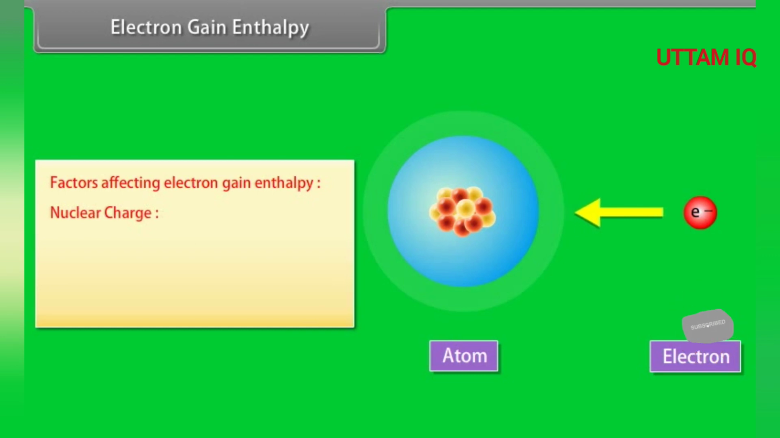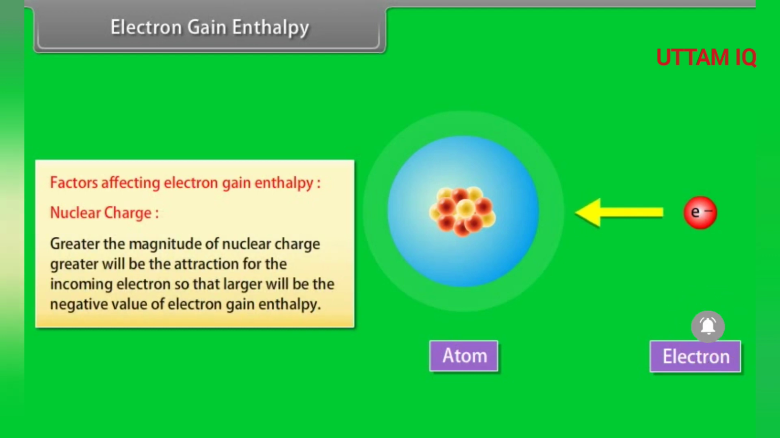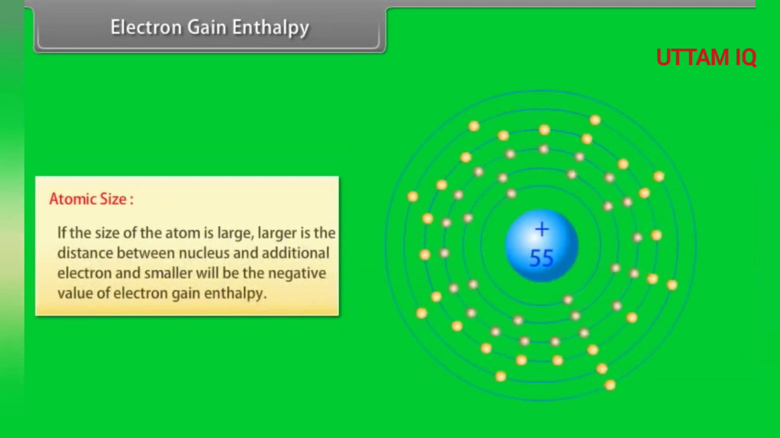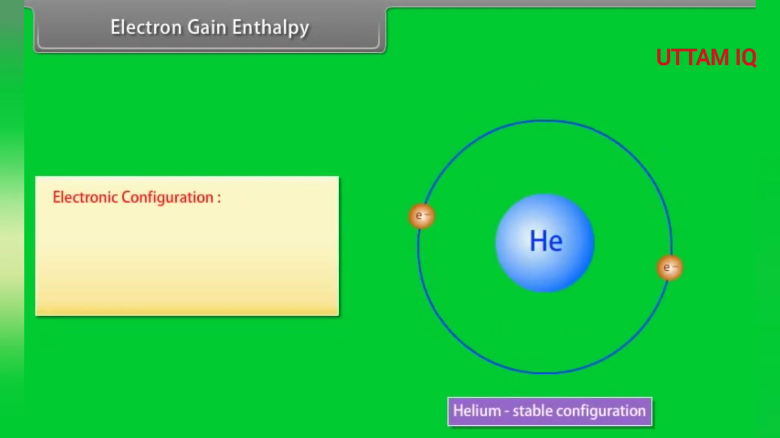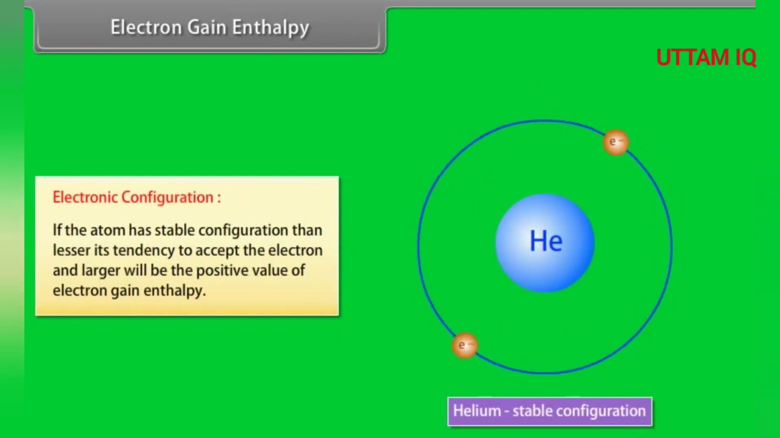Nuclear charge. Greater the magnitude of nuclear charge, greater will be the attraction for the incoming electron, so that larger will be the negative value of electron gain enthalpy. Atomic size. If the size of the atom is large, the distance between nucleus and additional electron is larger, and smaller will be the negative value of electron gain enthalpy. Electronic configuration. If the atom has a stable configuration, then lesser is its tendency to accept the electron, and larger will be the positive value of electron gain enthalpy.